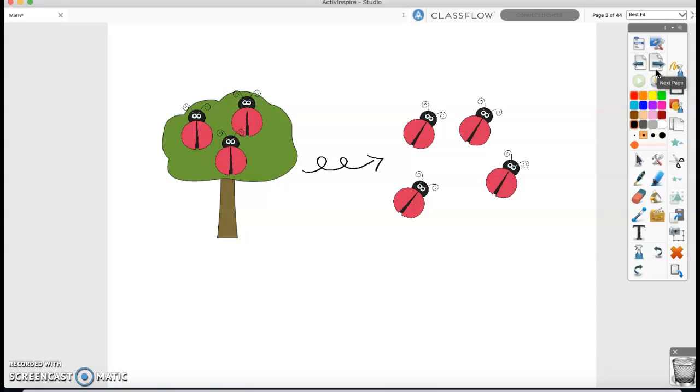So once again, when I look at this, I have my ladybugs, and I'm going to count how many ladybugs started on the tree. And I have 1, 2, 3, 4, 5, 6, 7. So there were 7 ladybugs. And a few of them decided to fly away off of the tree. Let's count how many. 1, 2, 3, 4. So 4 ladybugs leave.